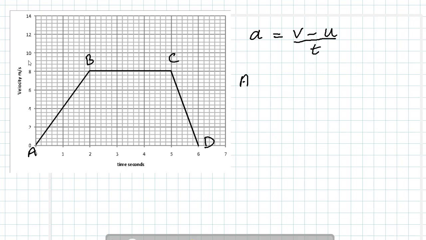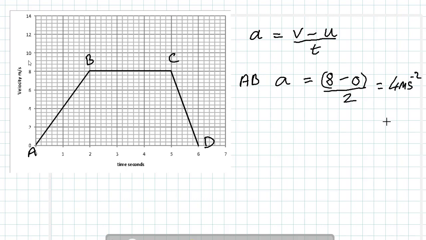So from A to B, the acceleration would be equal to the final velocity, which we know is going to be 8, take away the starting velocity, which we know is going to be 0, and put a bracket around that, and divide it by the time it took to do that. It took 2 seconds to do that. So the acceleration is going to be 8 divided by 2, which is going to equal 4, and the units are meters per second per second.